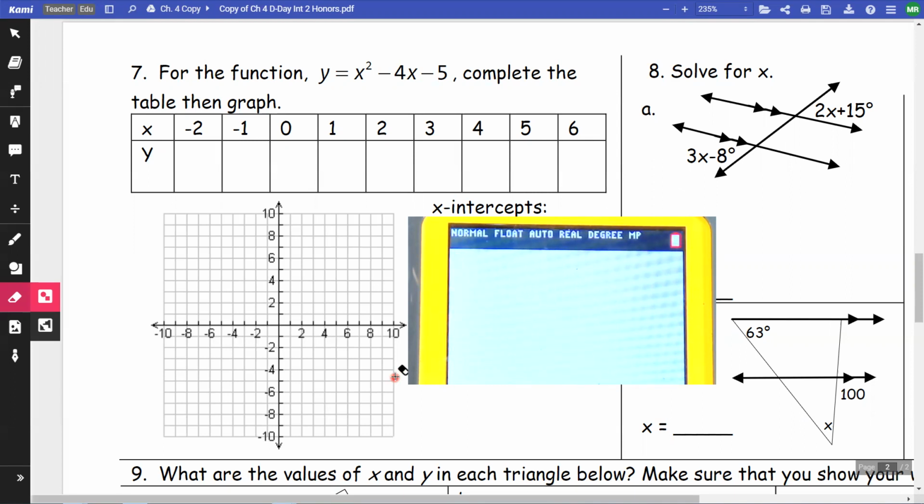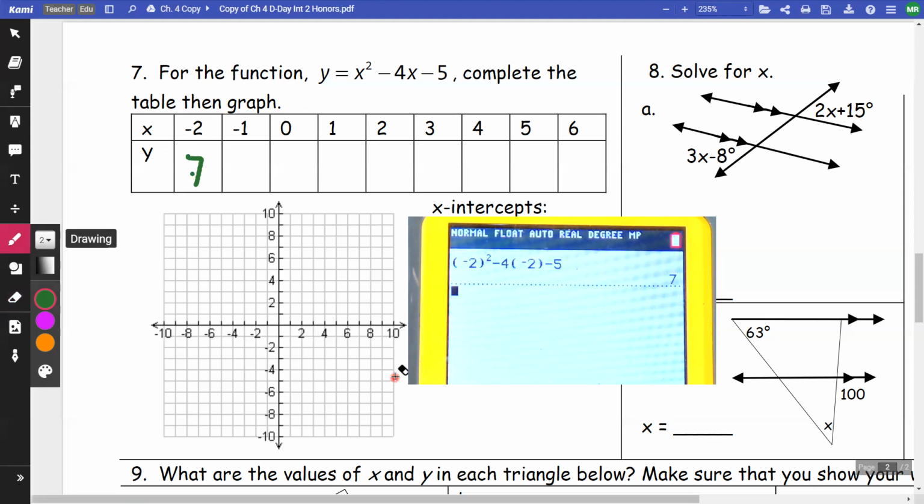So I'll enter in the first one and then I'll fill this out. I'm going to be doing -2 squared minus 4 times, and I'm going to put parentheses for each of them. That way it makes it easier for me to redo this. Minus 5. And it'll give me a 7. So this right here is going to be a 7.